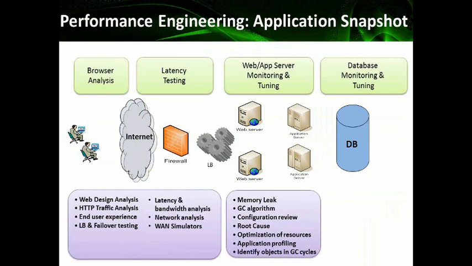So in terms of web and app server, especially when it comes to JVM tuning as well as identifying bottlenecks, memory leaks are one of the key areas. In the coming slides, I'll walk you through an example of why memory leak is key. Also looking at the GC algorithm, the garbage collection algorithm, which suits your application, the way it has been coded, how the classes and methods have been used. Configuration review is key as well. Identifying the root cause, optimization of resources, and application profiling is one of the key things.